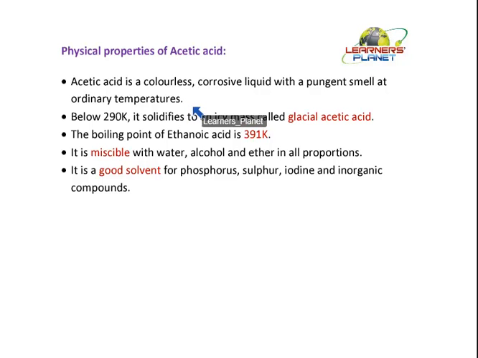Corrosive means it is an acid. So what is it going to do? It is going to release H ions and that will corrode the metal. Below 290 Kelvin, it solidifies to an icy mass called glacial acetic acid. Students, you should not get confused between glacial acetic acid and acetic acid. Below 290 Kelvin it solidifies, forming glacial acetic acid.